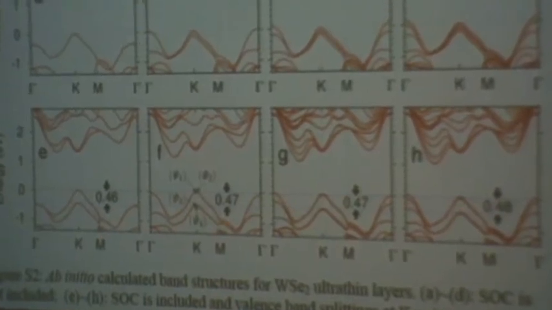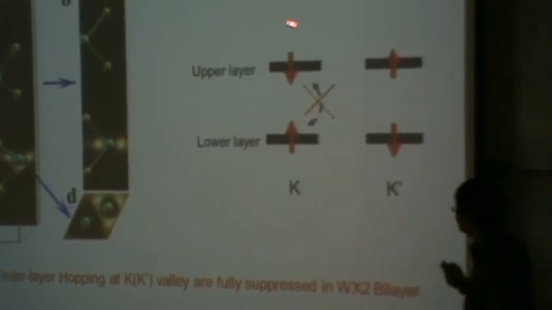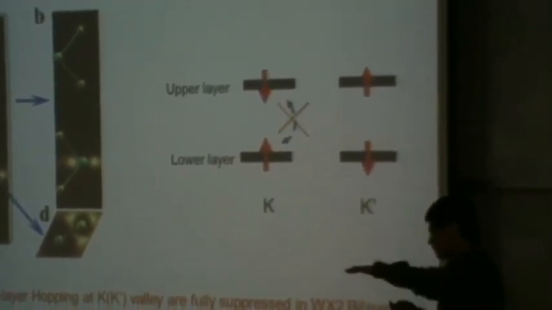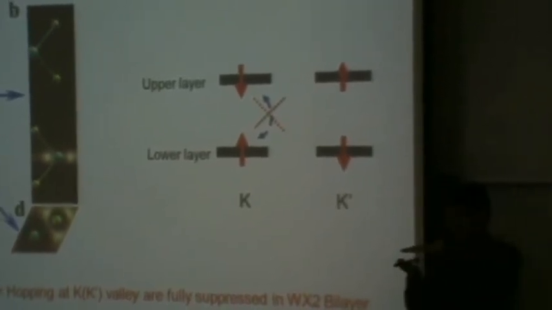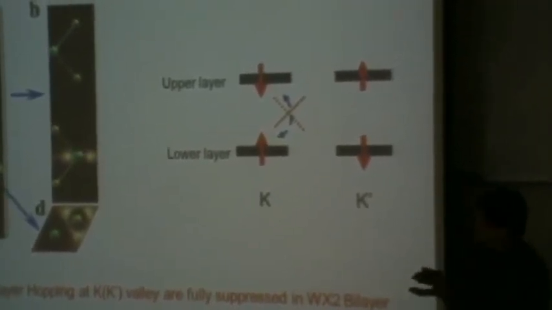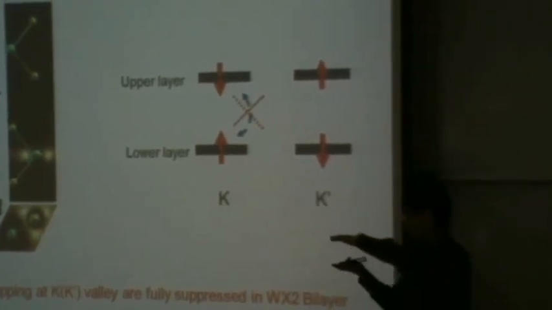So how do we understand this picture? Actually, I just drew this kind of cartoon here, the schematic. Well, you can see previously we said there were structural oscillations. Each layer is rotated relative to the adjacent layer. So which means for a bilayer or trilayer.